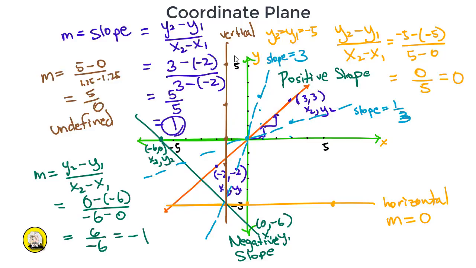And with that, you could probably assess pretty much every line you see. The magnitude of the slope, depending on how steep it is, whether the slope's 0 for a horizontal line or undefined for a vertical line, whether it's positive, sloping upward to the right, or negative, sloping downward to the right.